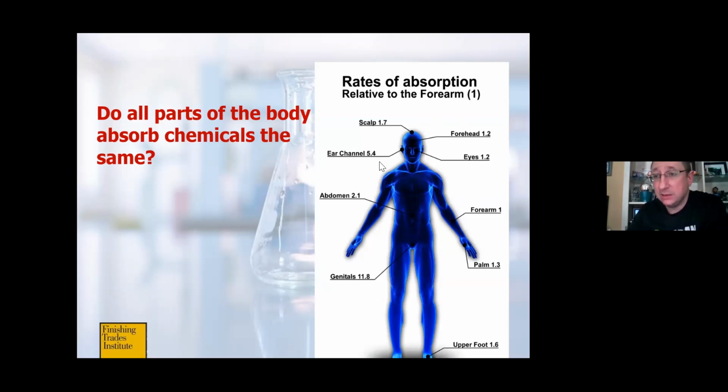The ear canal, right? More than 5 times the rate of absorption from our forearms. Genital area, 12 times. What's the take home here? Don't go bathing in chemicals, right? Palm of our hands, just a little bit more. But you can see that there's some areas that are more likely to absorb chemicals than others.